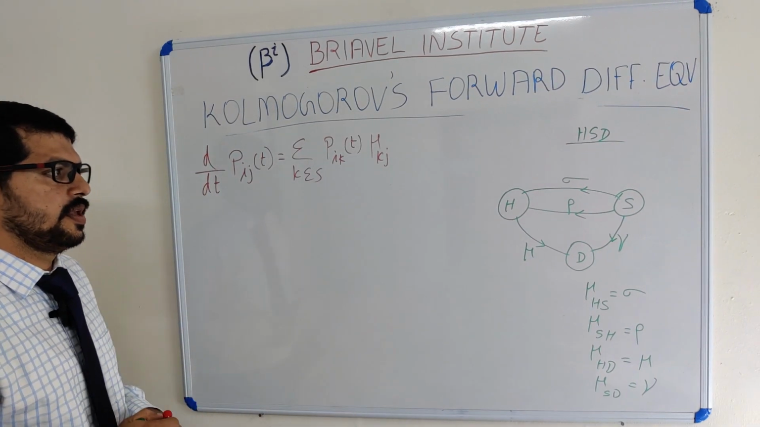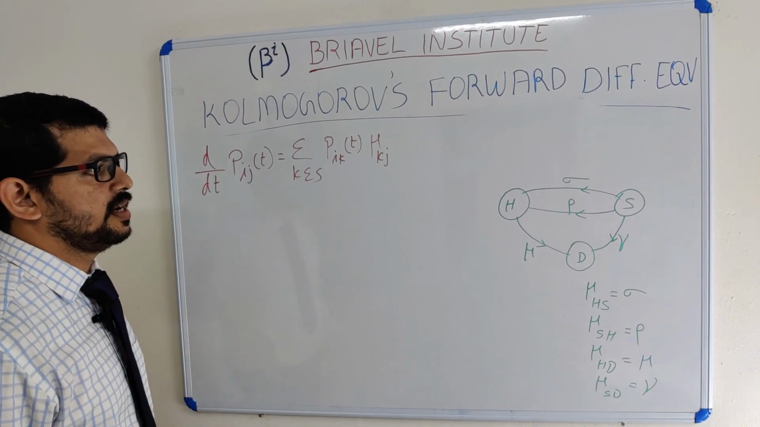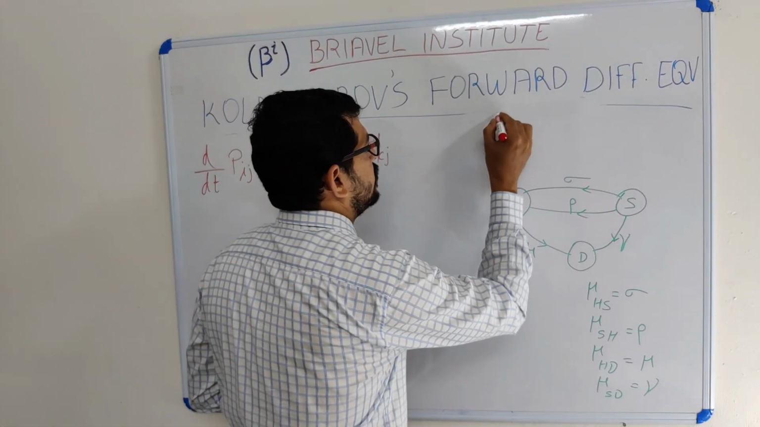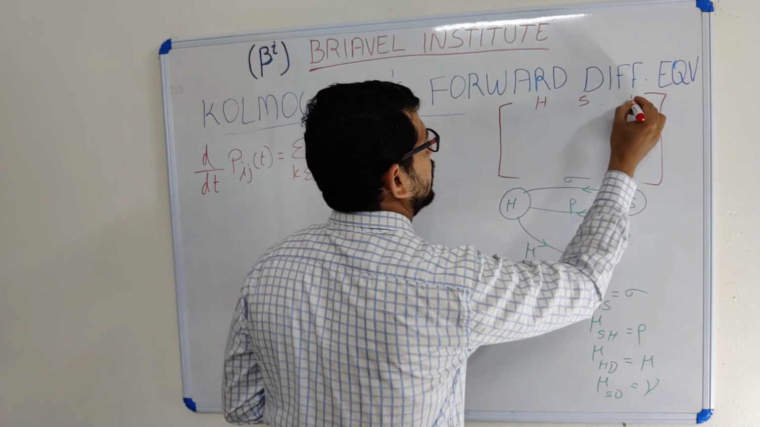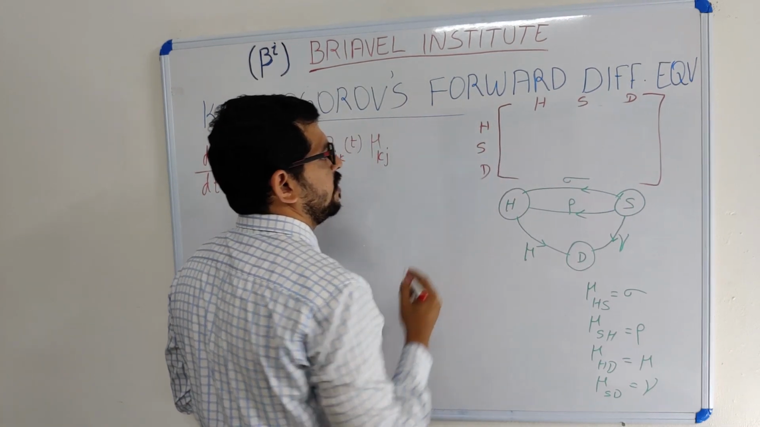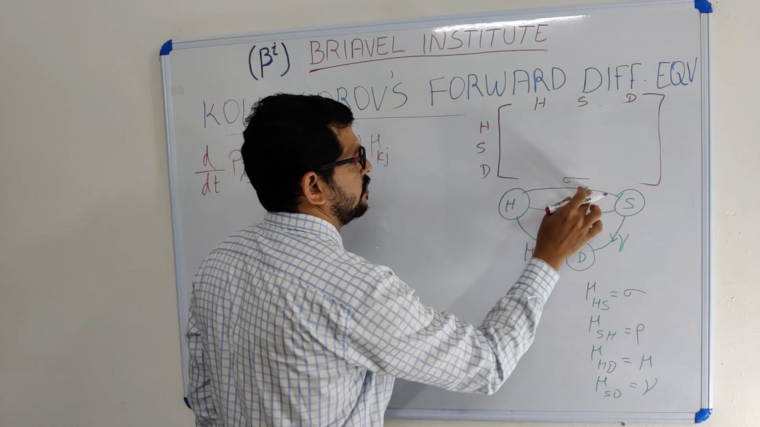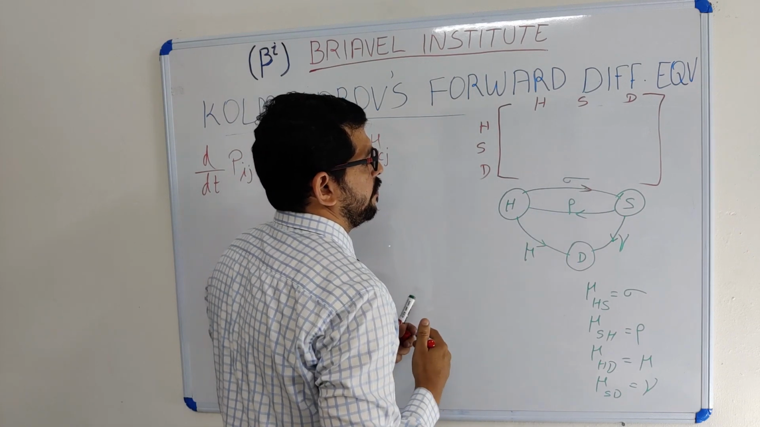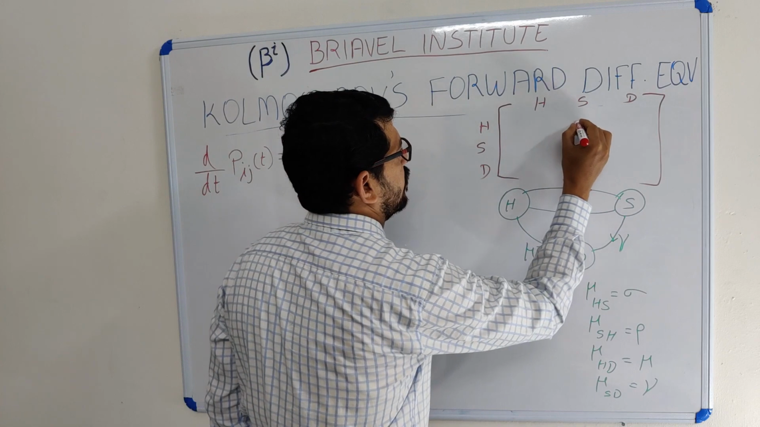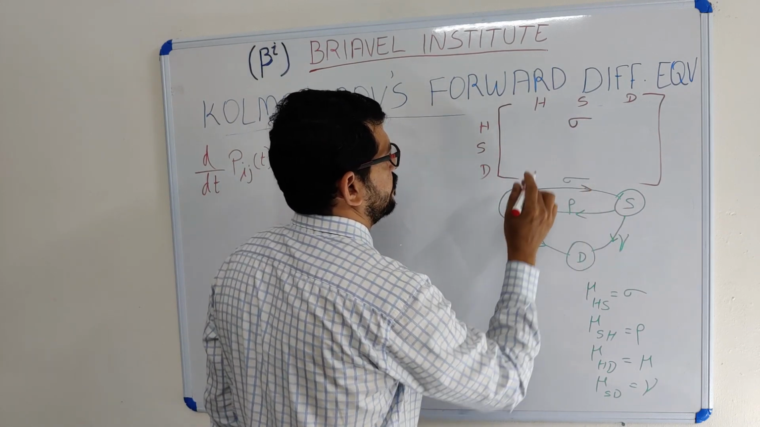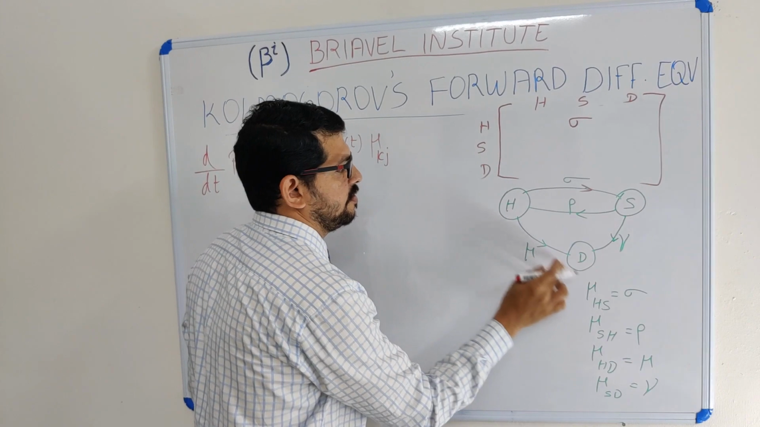These are our transition rates. And how do we write the generator matrix? We already learned how to write the generator matrix. This is our generator matrix, with rows and columns H, S, D. For H to H, we have to take the sum of all transitions coming out of H. Two transitions come out from H: H to S is sigma, and H to D is mu.